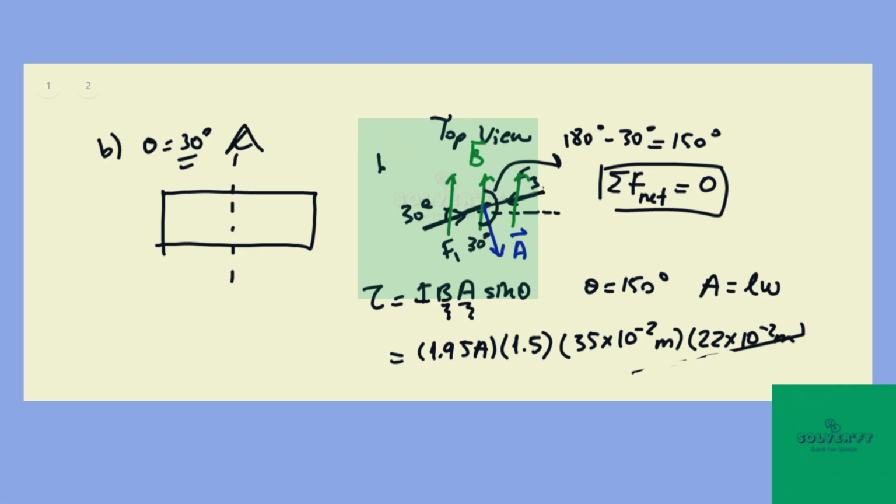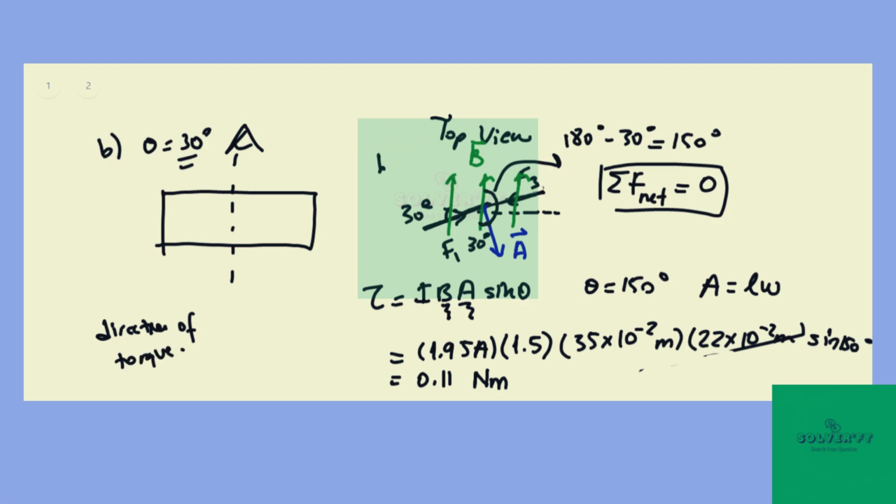I apologize for that. And then we have the sine of 150. If we do the calculation correctly, what we get is 0.11 newton meters for torque. Now it's time to determine the direction of torque.